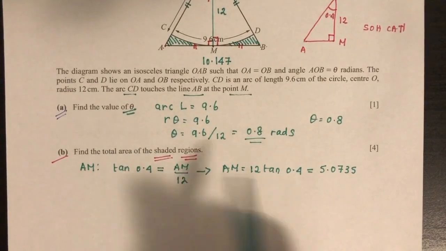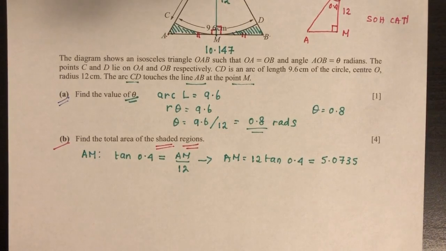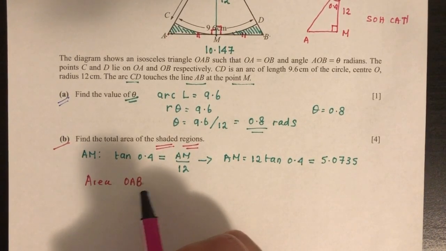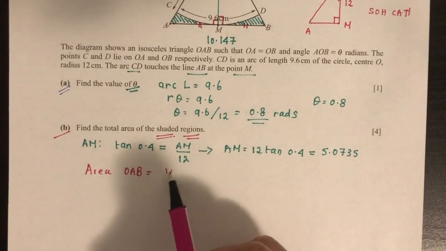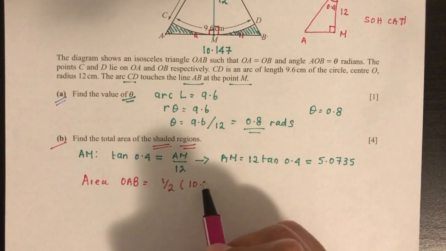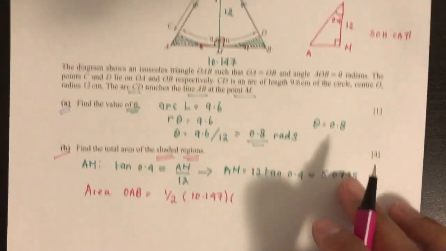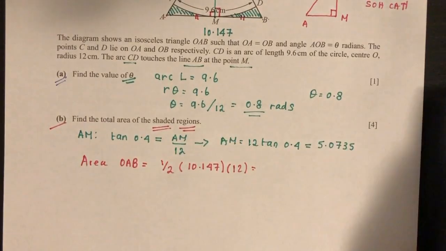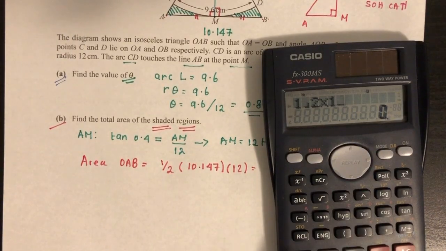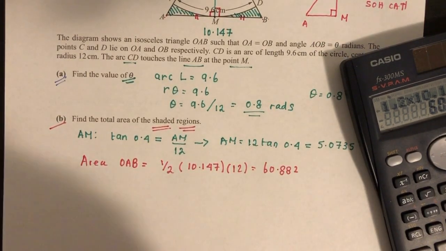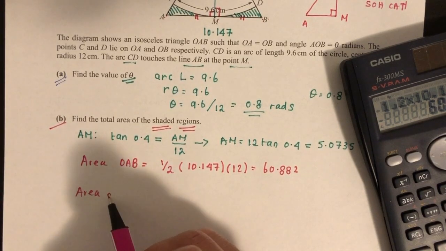So now to find the area of that region, we have to first find the area of the big triangle. So find area of triangle OAB. That will be half times base, which is AB, 10.147, and times height. Height, we know it's 12. So that's the area of the big triangle. Half times 10.147 times 12. That will be 60.882.